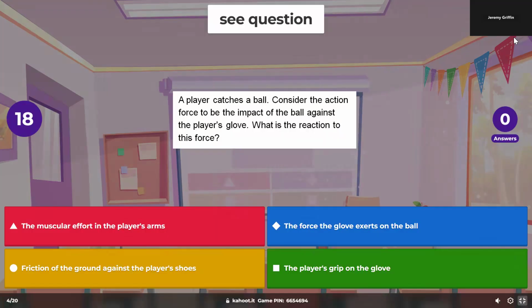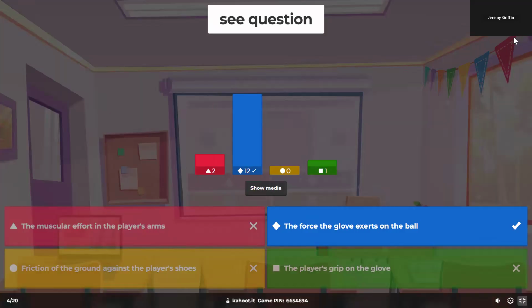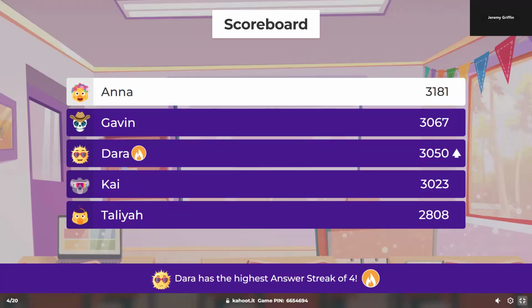Player catches a ball. Consider the action force to be the impact of the ball against the player's glove. What's the reaction? So the ball hits the glove. The reaction is the glove slowing down the ball, right? Yeah. Glove hits ball. Or, yeah. Ball hits glove. Right? Equal opposite. In fact, there's definitely a force on the ball because it changes its motion, doesn't it? It slows it down from full speed to zero.